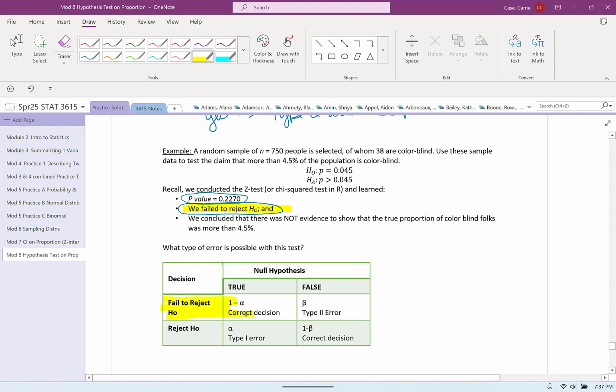So our type of error now is associated with the fact that we failed to reject the null. If you fail to reject the null, you're on this top portion of the error chart. And so if we fail to reject the null, we either make a correct decision, which is almost certainly what we did, or a type 2 error is possible. So type 2 error is possible, but unlikely.